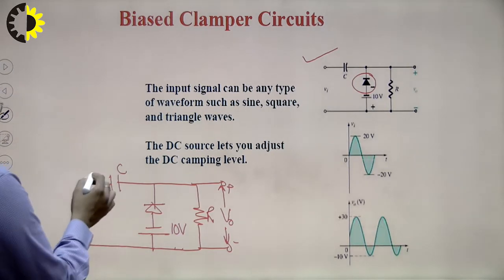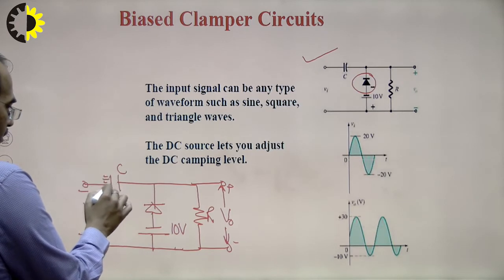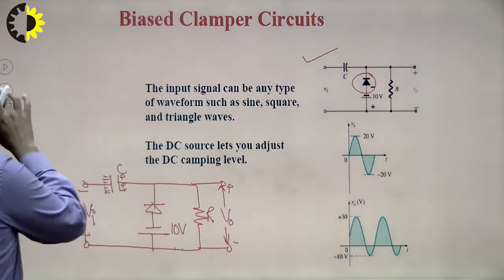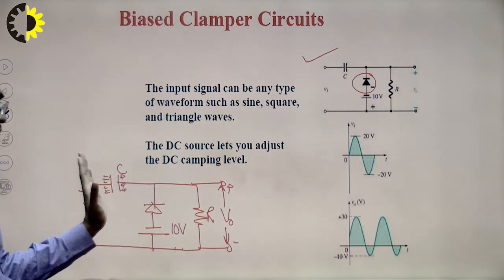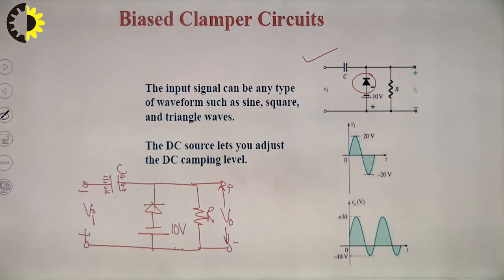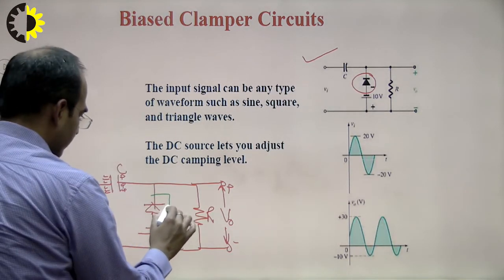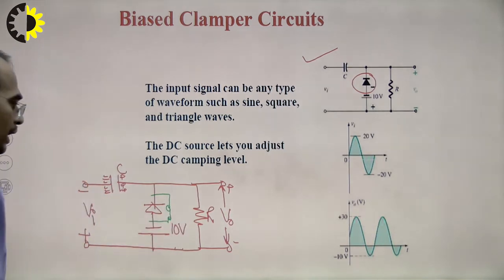What will happen? Negative charge will collect here, positive charge will collect here. Or you can say this plate will work as the negative terminal of the battery, and this plate will work as the positive terminal of the battery. So when the diode is forward biased, it will behave as a short circuit. What will be the output?